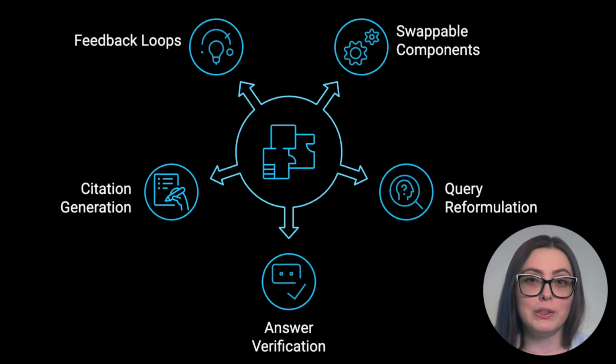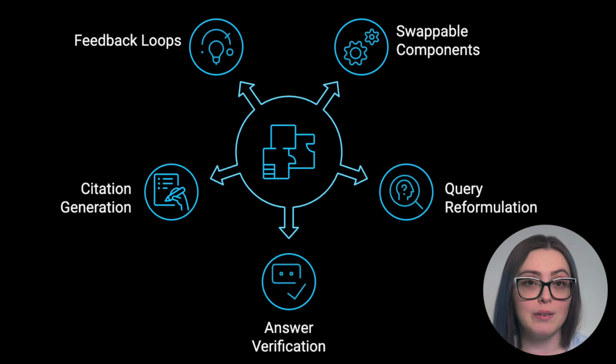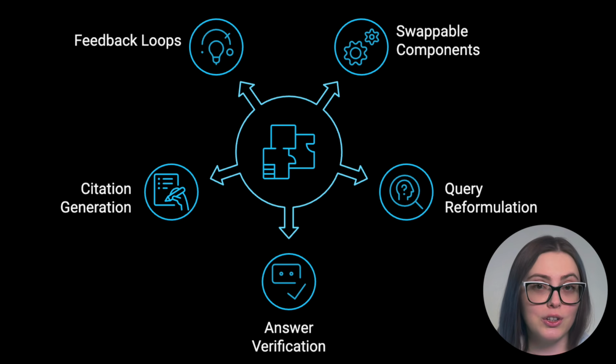This architecture allows for flexibility. We have an option to swap out different retrievers, generators, or knowledge bases depending on our specific needs. We're also able to extend the architecture with additional components, like query reformulation to improve retrieval, like answer verification to check for factual accuracy. We can add citation generation to track sources. We can also add feedback loops to improve future retrievals.